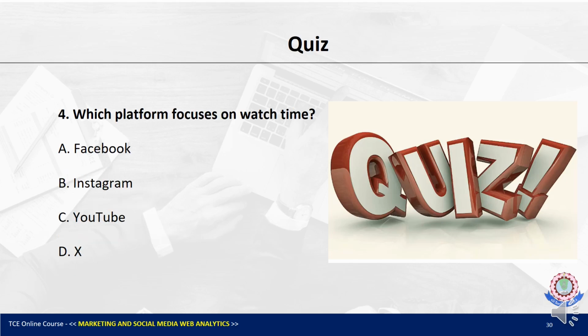Fourth question, which platform focuses on watch time? Option A, Facebook. Option B, Instagram. Option C, YouTube. And option D is X. So it is very clear, the answer is YouTube.